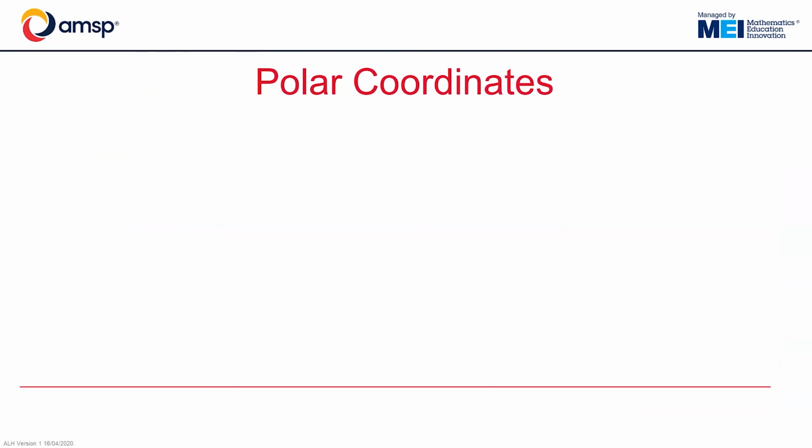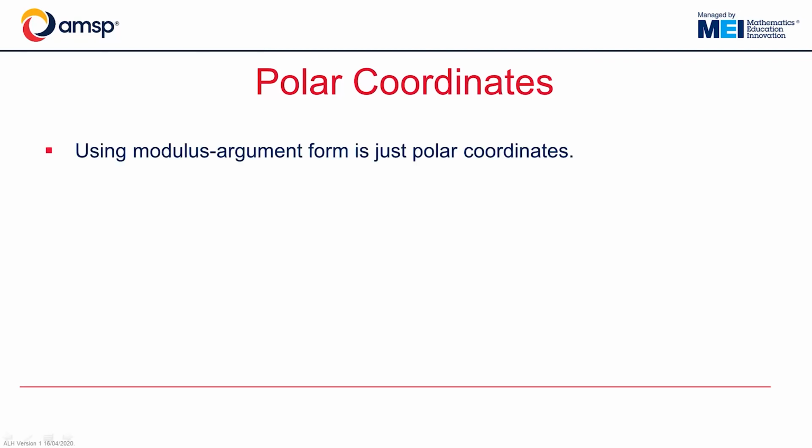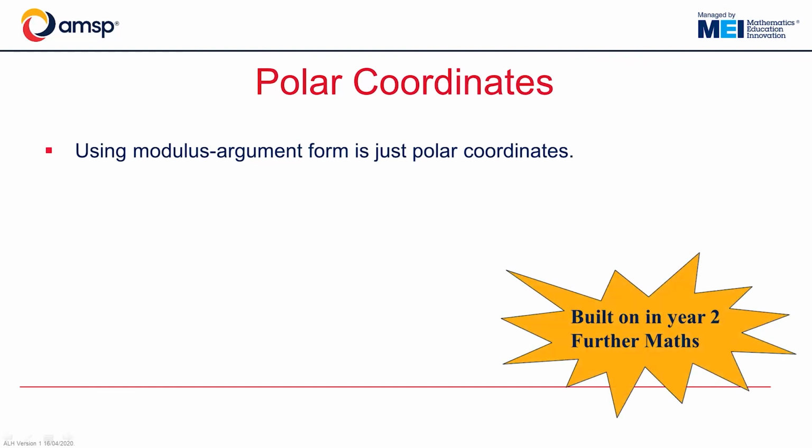So far, we have plotted the position of a complex number on the Argand diagram by going horizontally on the real axis and vertically on the imaginary. This is just like plotting coordinates on x-y axes. But you can also use modulus argument form to define position, which is just polar coordinates, which students will meet in the second year of further maths. So there are opportunities to make links forwards into future content to whet their appetites, as well as back to material they've already met.